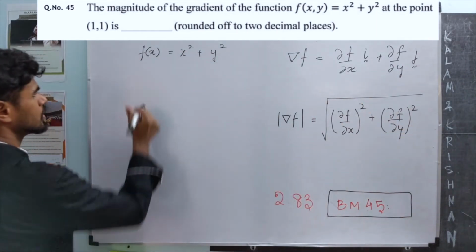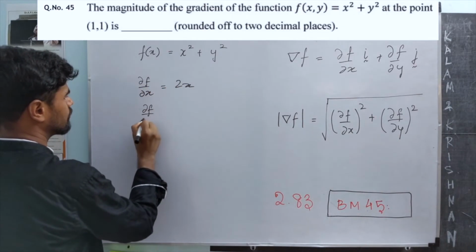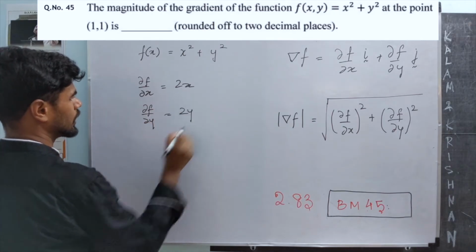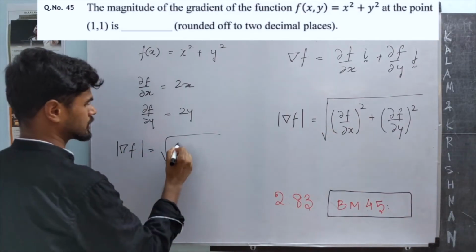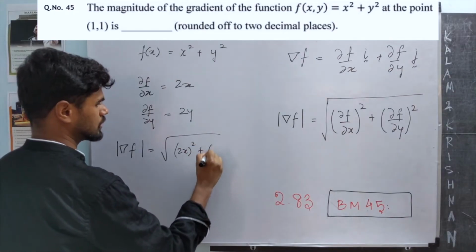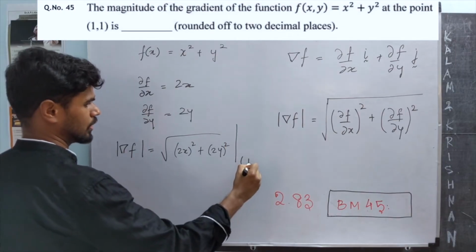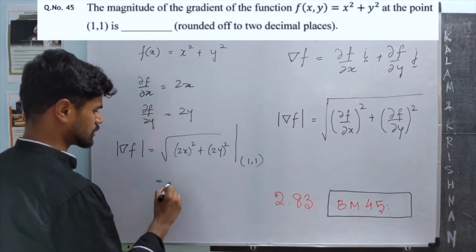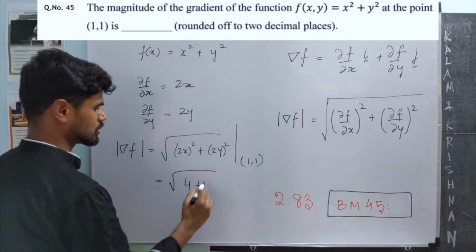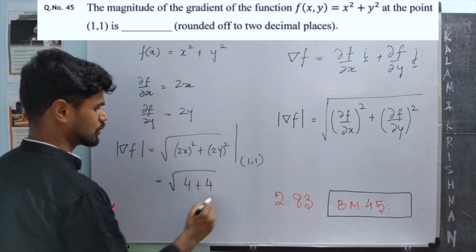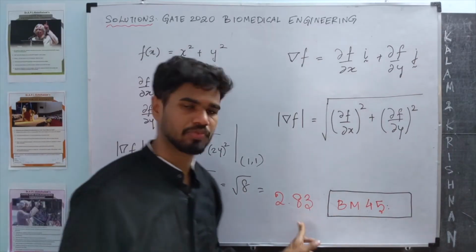Just find dou f by dou x, dou f by dou y, and calculate this root at 1 comma 1. We are done. Okay, so dou f by dou x is 2x, dou f by dou y is 2y, and the magnitude of the gradient is square root of (2x) square plus (2y) square. We want to estimate this at 1 comma 1, right? So this turns out to be root of 2 times 1 is 2, 2 square is 4, plus 2 times 1 is 2, 2 square is 4. So this is root 8, that is 2.83, which is the answer for this question.